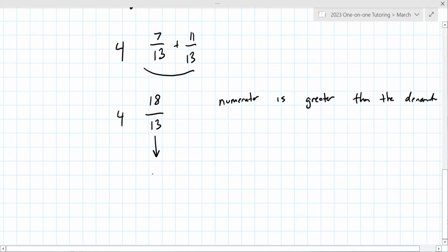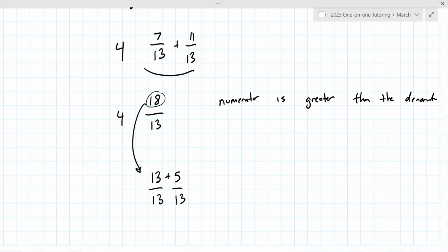18 is really 13 plus 5. You agree with that? The top number is really 13 plus 5. Oh, yes. Okay, maybe the arrows are bad here. Now you're going to divide each of these by the 13. That's on the bottom.